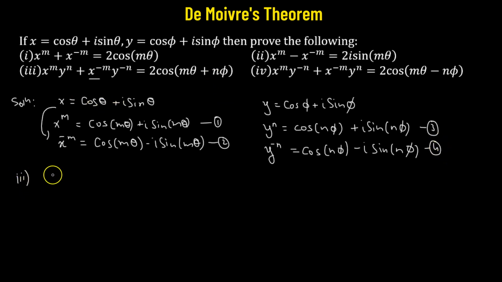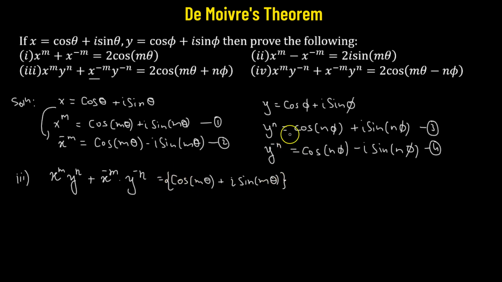Now we'll start from number 3. So we'll start from the left hand side. We have x raised to the power of m times y raised to the power of n plus x raised to the power of negative m multiplied by y raised to the power of negative n. So we'll use all the equations 1, 2, 3 and 4. So x raised to the power of m is cosine of m theta plus iota times sine of m theta. This will get multiplied by y raised to the power of n, which is cosine of n phi plus iota times sine of n phi.